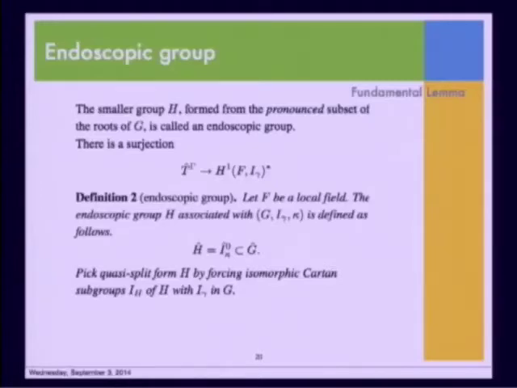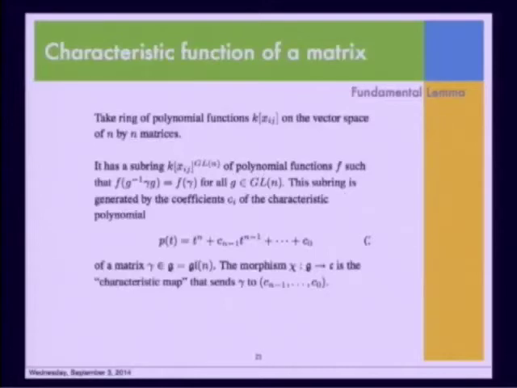So this is just formulating this in a definition that I won't talk about in any detail. To formulate more precisely what the fundamental lemma is stating, I want to talk about the characteristic polynomial of a matrix. Okay, so we're all familiar with that notion. That we have any n by n matrix, we can take its characteristic polynomial.